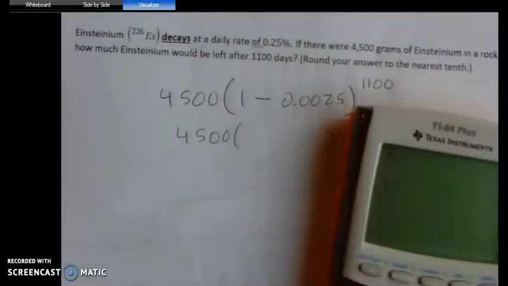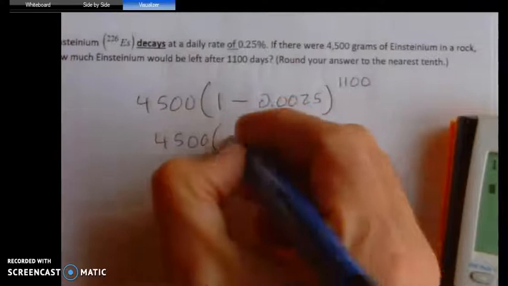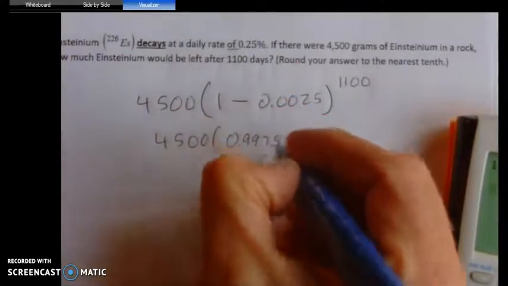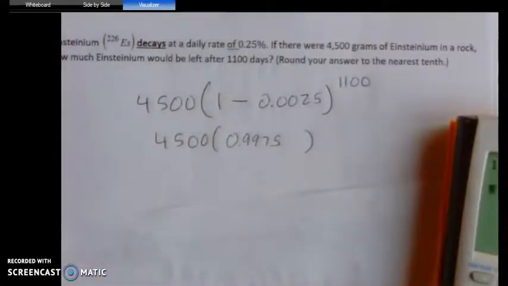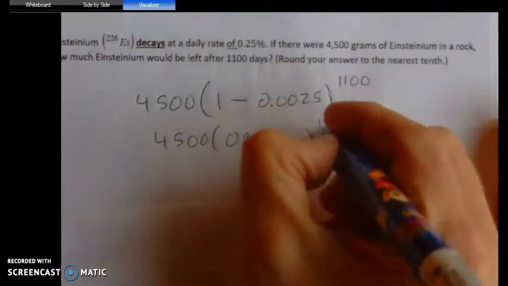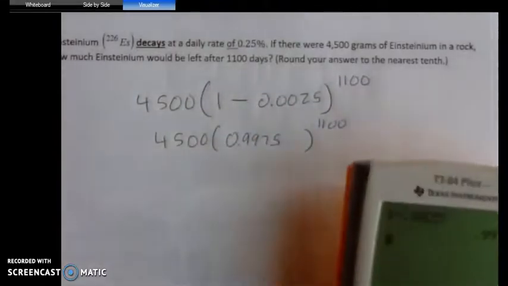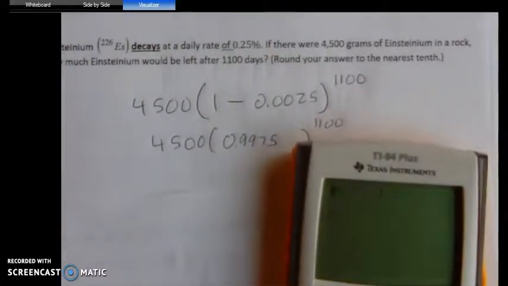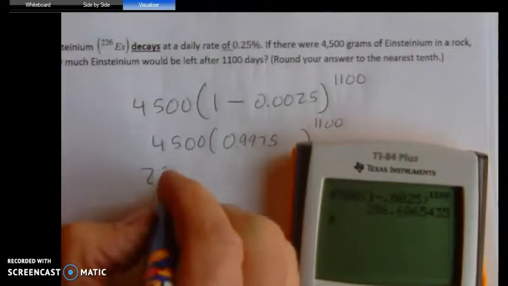When I look at the parentheses, the way we think about this, if I take 1 minus 0.0025, I get 0.9975. What that means is every day it maintains 99.75% of its amount. So if I raise that to the 1100th power, this is how we can calculate how much is left. So I do 1 minus 0.0025 to the power of 1100. It'll give me 286 grams.